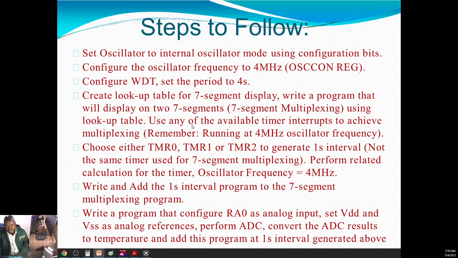Now, to achieve 7-segment multiplexing, it's basically displaying on one 7-segment at a time, but switching between the two at a very high rate so that the eye doesn't catch which 7-segment is on. They both appear as if they are on at the same time. Right. That's what we need to go and achieve. Let's see now how we are going to do that.